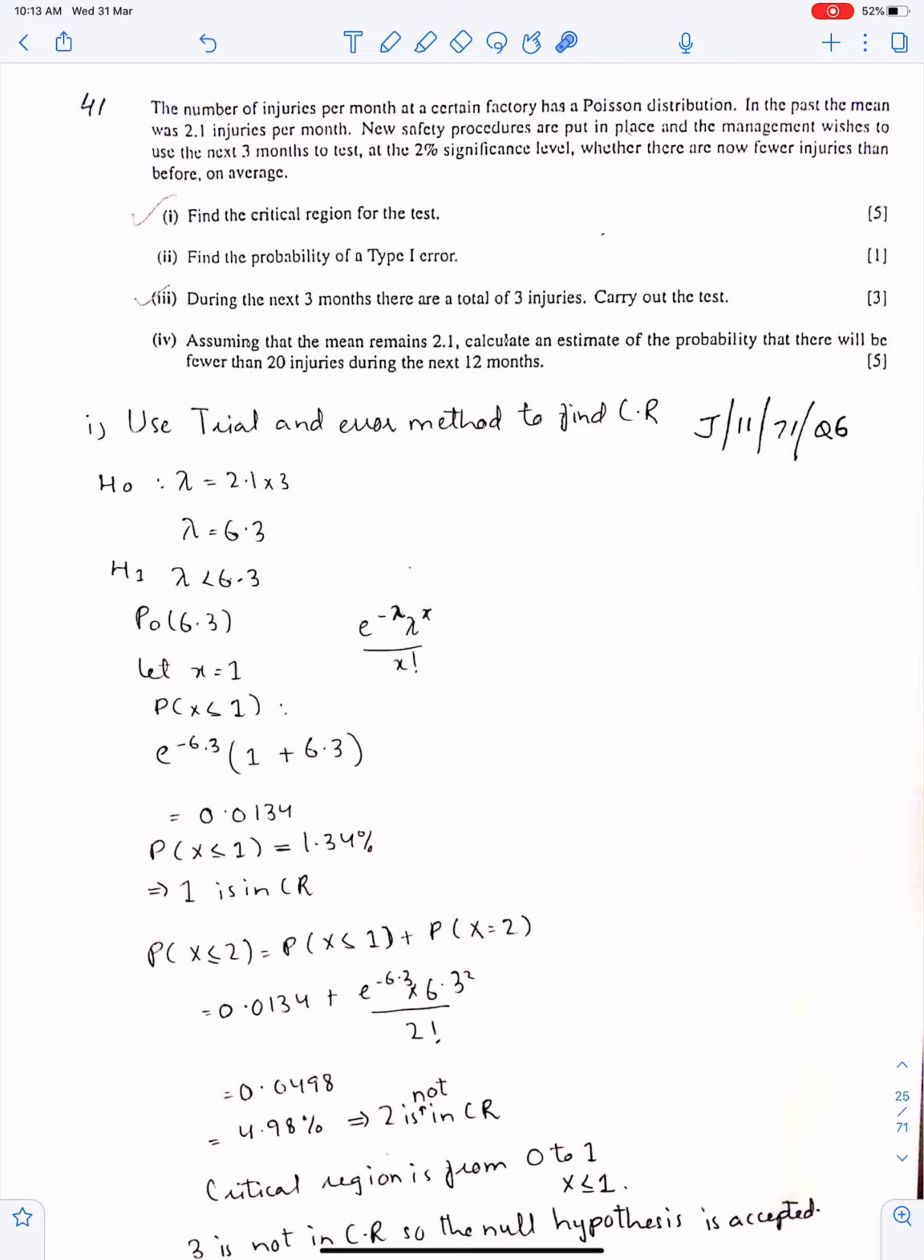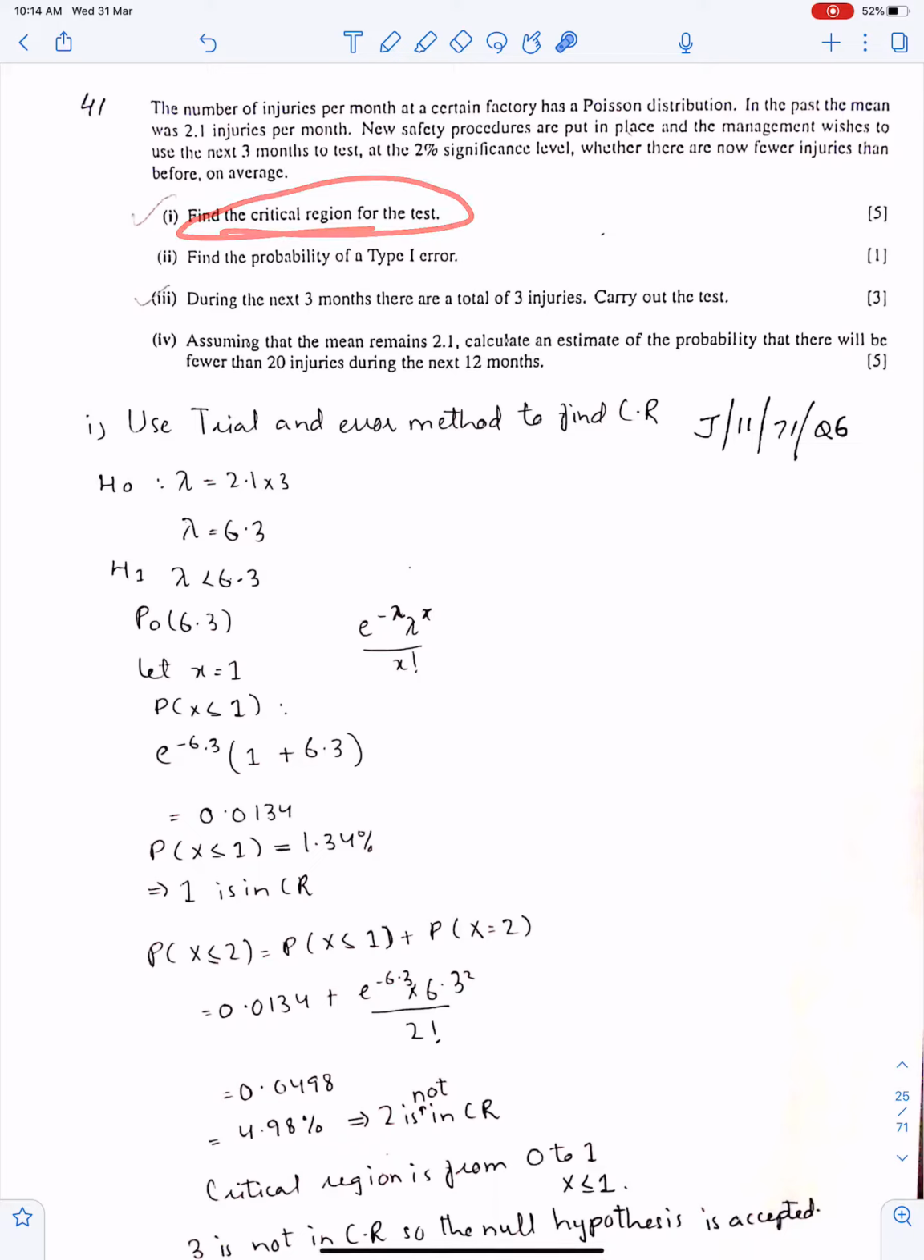Next question. The number of injuries per month at a certain factory has Poisson distribution. In the past, the mean was 2.1 injuries per month. So 2.1 per month. Next 3 months. So 2.1 into 3, 6.3. Whether there are now fewer injuries. So H1 has a lesser sign. Fewer injuries, same number of injuries.